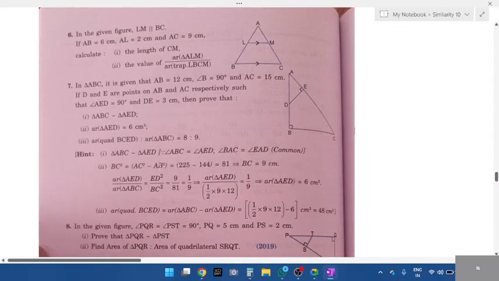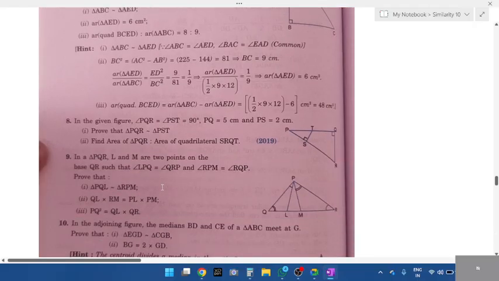Wait, let me give the seventh question. Try the seventh one. No, not the seventh. Eighth question. How many right angle triangles are there in the eighth question? Respond. Look at the diagram and tell me how many triangles are there, or how many right angles?